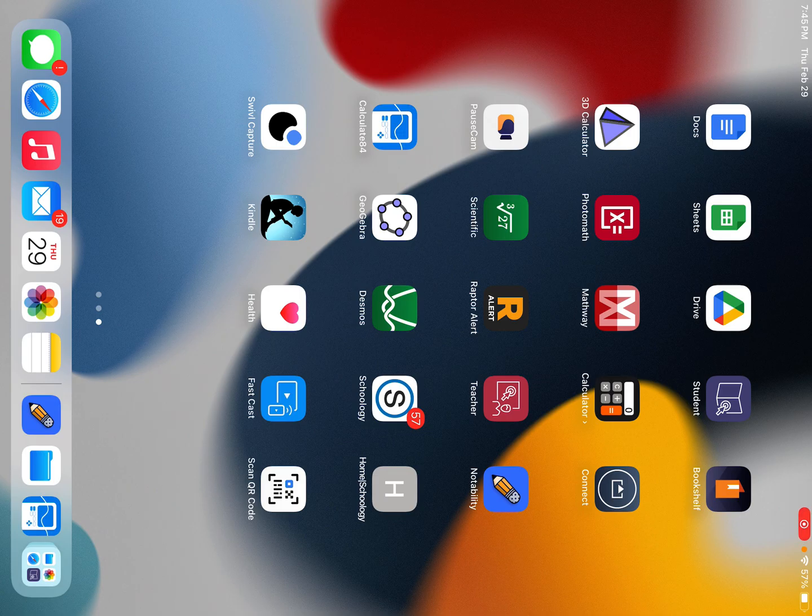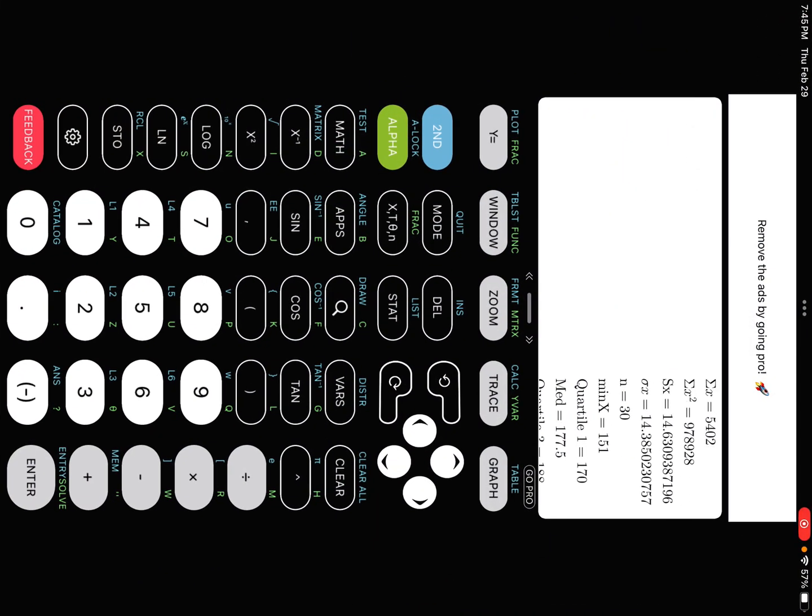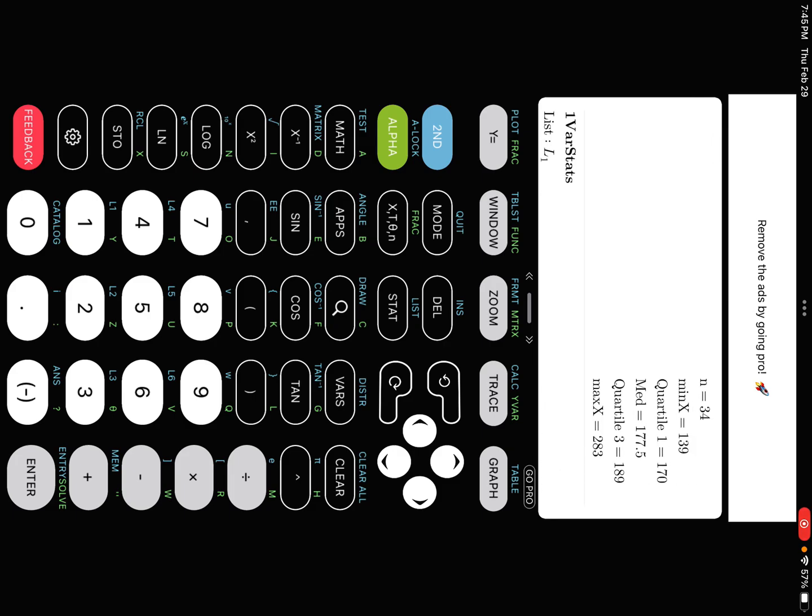So let's go back to my calculator. Oh, and I should have written this down. Oh, it's probably still up here. Here we go. My sample median, 177.5.